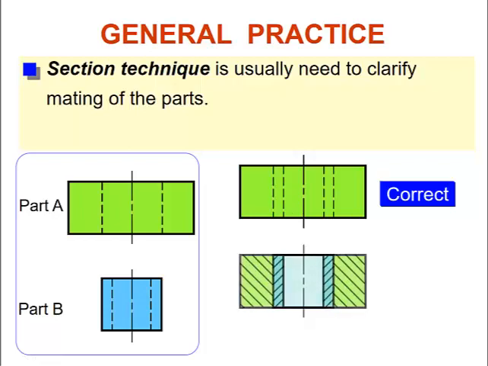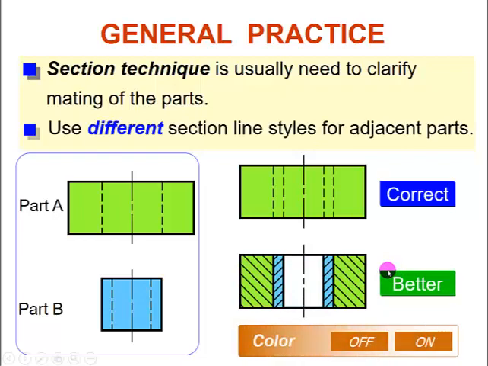Not clarity. So we use the section technique to help. That will be better, like this. You can see that the section line goes in a different direction, to say that it's a different material, different pieces, different parts. When we do the drawing on your paper size, we get it like this. That's better and more clear.